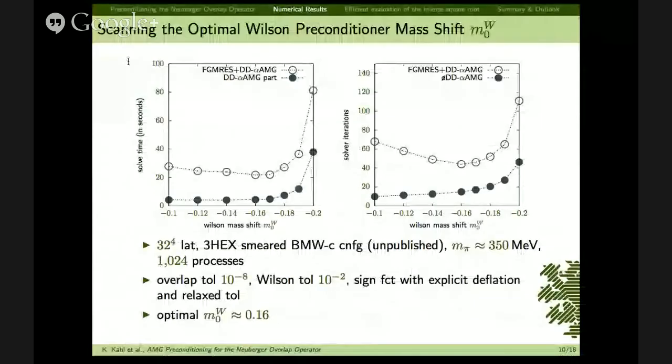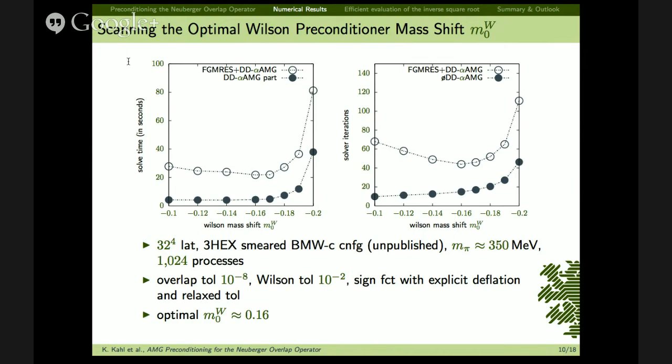And now the first results show you the dependence of the shift of the Wilson system with respect to the performance of the preconditioner. So let's look first at what I show you, which is basically the whole method, just called FGMRES plus DD-alpha AMG. So it's a flexible GMRES method for the calculation of the outer iteration of your Neuberger overlap system with the DD-alpha AMG preconditioner. And you see that if you choose your mass shift too large, so if you shift your Wilson operator too close to the origin, basically your costs, I mean your time to solution, goes through the roof.